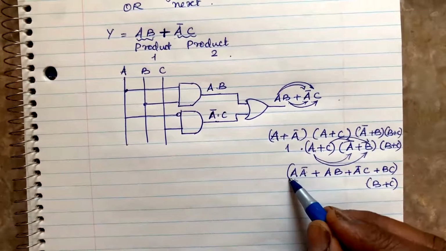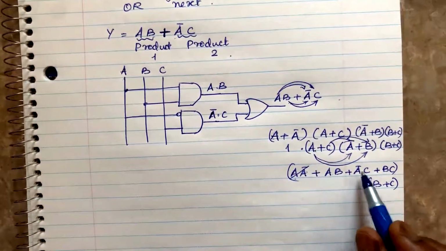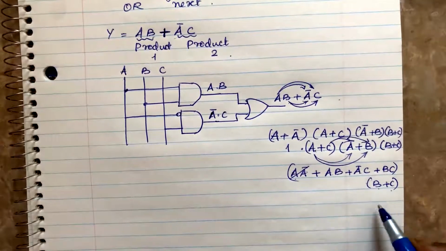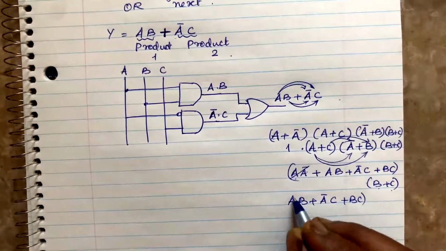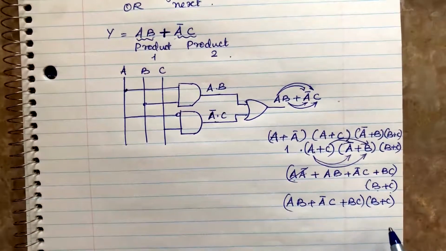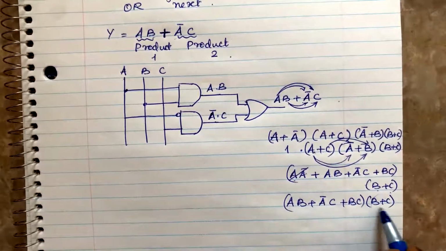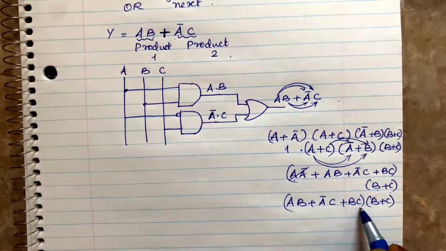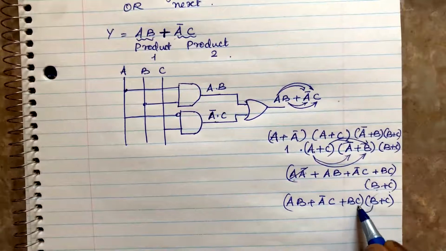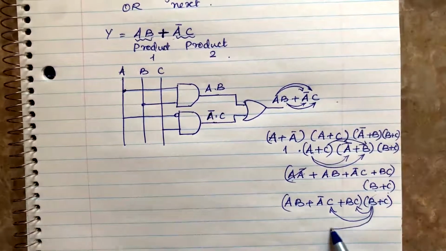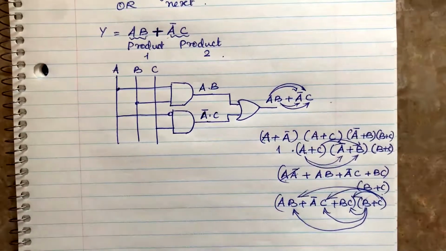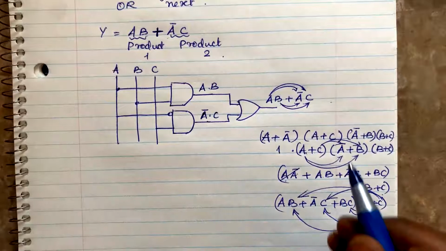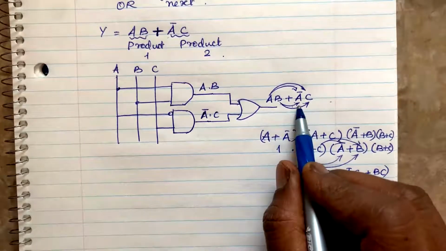A plus A bar is going to be 0, and then it is going to be AB plus A bar C plus BC with B plus C, and again you multiply them: AB plus A bar C plus BC times B plus C. So B plus C dot AB, B plus C dot A bar C, plus B plus C dot BC. It's not simplifying, right? It's expanding. So the sum of product is ending in a sum of product at this point with the least number of variables. That is the end of it.